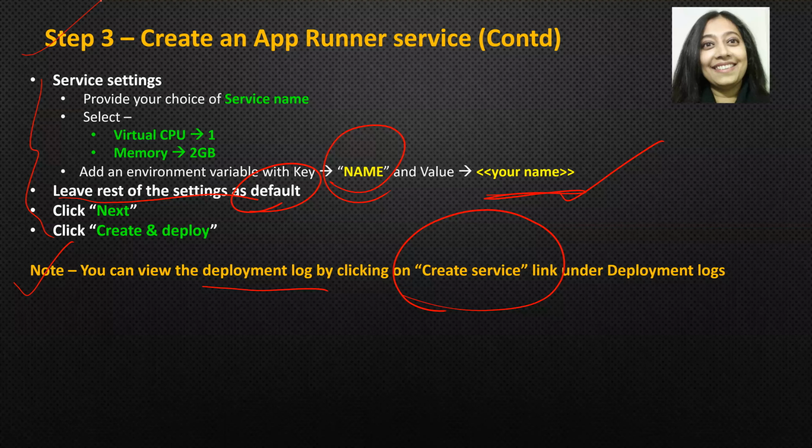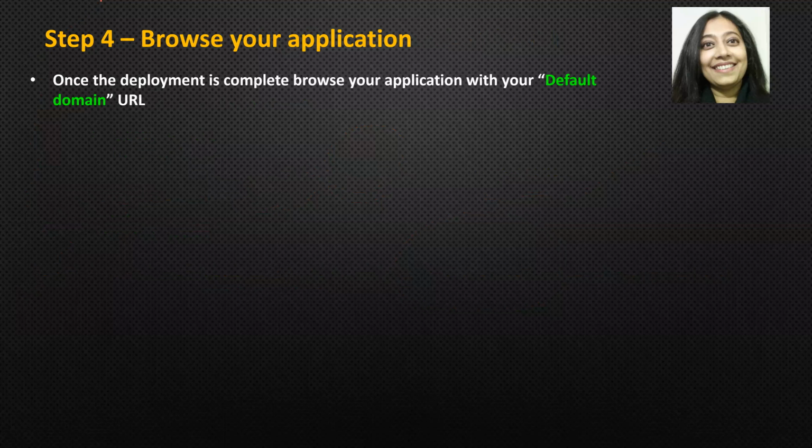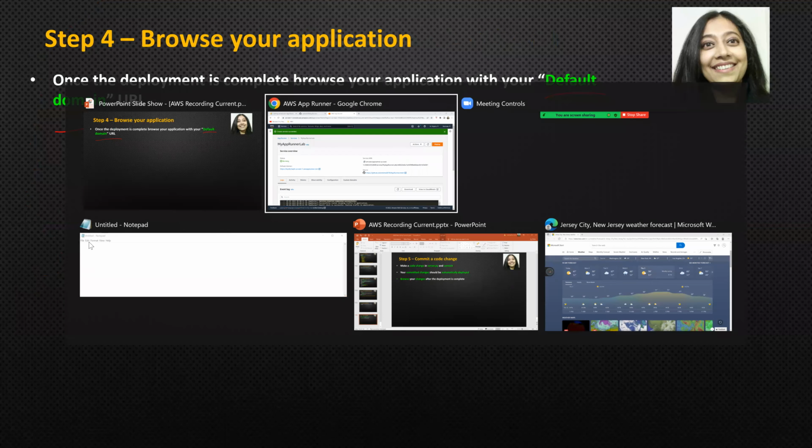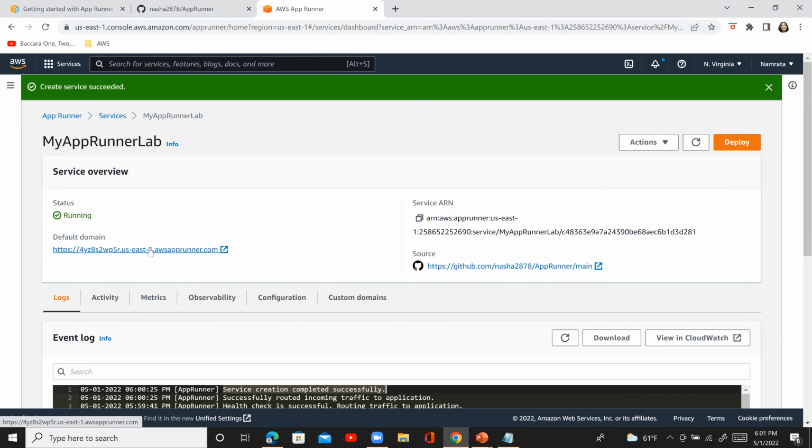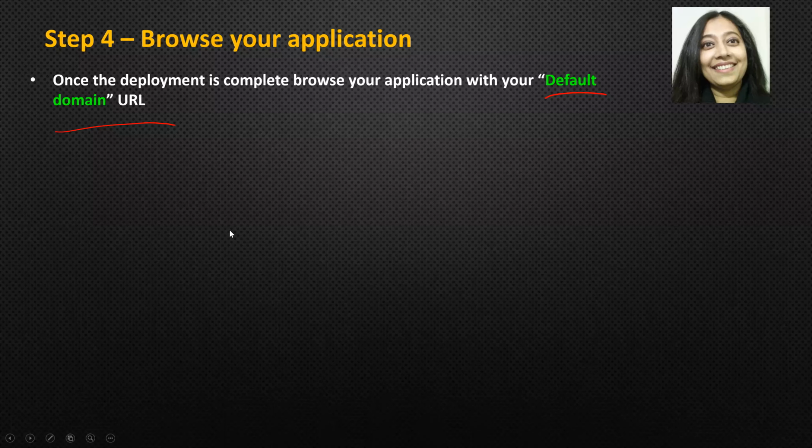The next step for us is to browse our application. So use the default domain URL to browse your application. Your default domain URL is right here, right? So click on this particular URL, and this is my application right there saying hello Nam. Right, so we have completed step 4.